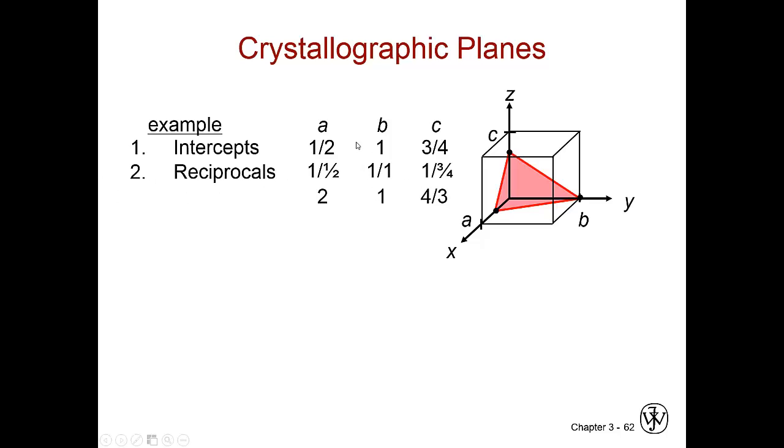We take the reciprocals. Obviously the inverse of 1/2 is 2, 1 is 1, and we end up with 4/3 here. So now we have to multiply through by 3 so that this becomes an integer. So 3 times 2 is 6, 3 times 1 is 3, and 3 times 4/3 is 4. And those are our Miller indices, 6, 3, and 4.